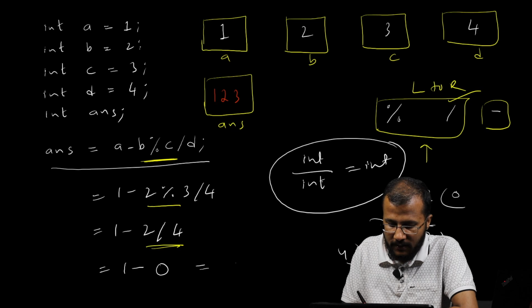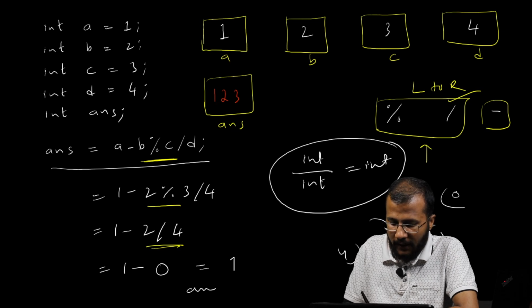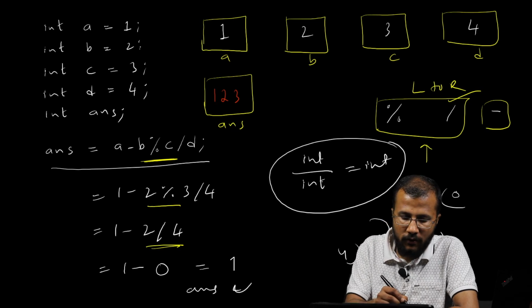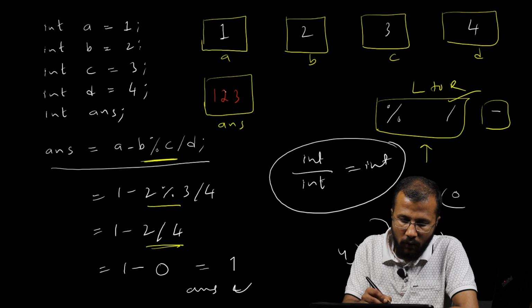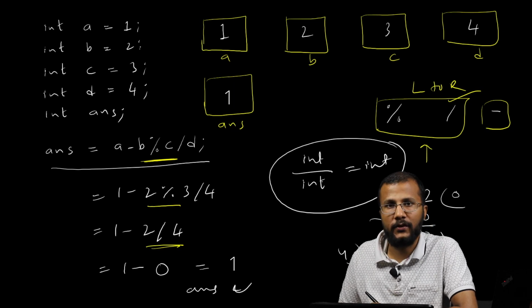So 1 minus 0 is 1. So finally, in the variable answer, 1 is stored. So this 123 will now be overwritten by 1. This is how evaluation is done.